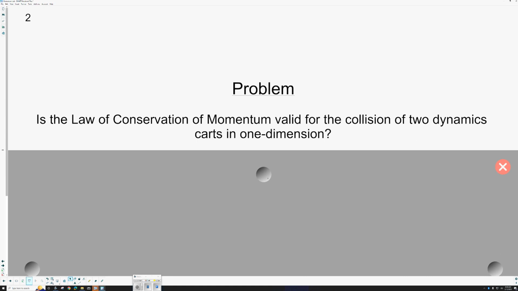Here's a problem that is not a good problem, and this is what I see sometimes. Some people will say, how do we test if momentum is conserved in one dimension? That's not what we're trying to do. We're not trying to see how we test this. We're trying to see if it's conserved. Some people will say, is it possible to see if momentum is conserved? No, that's not the problem. We're trying to see, is momentum conserved? So we're going to say something like this: is the law of conservation of momentum valid for the collision of two dynamics carts in one dimension?